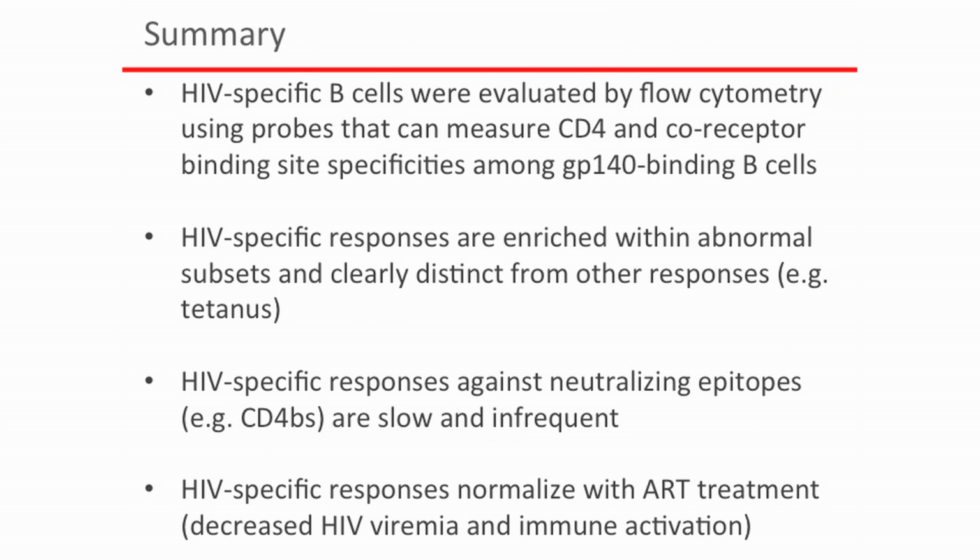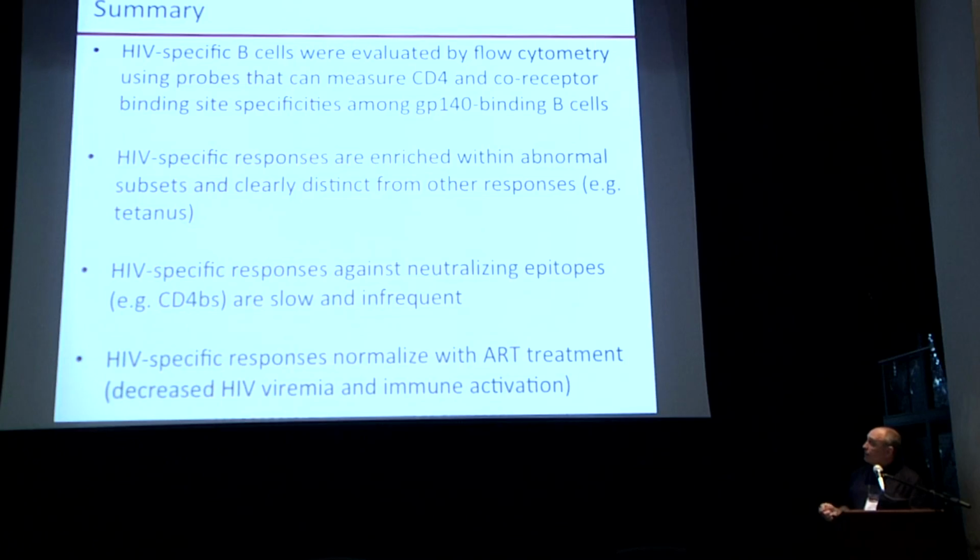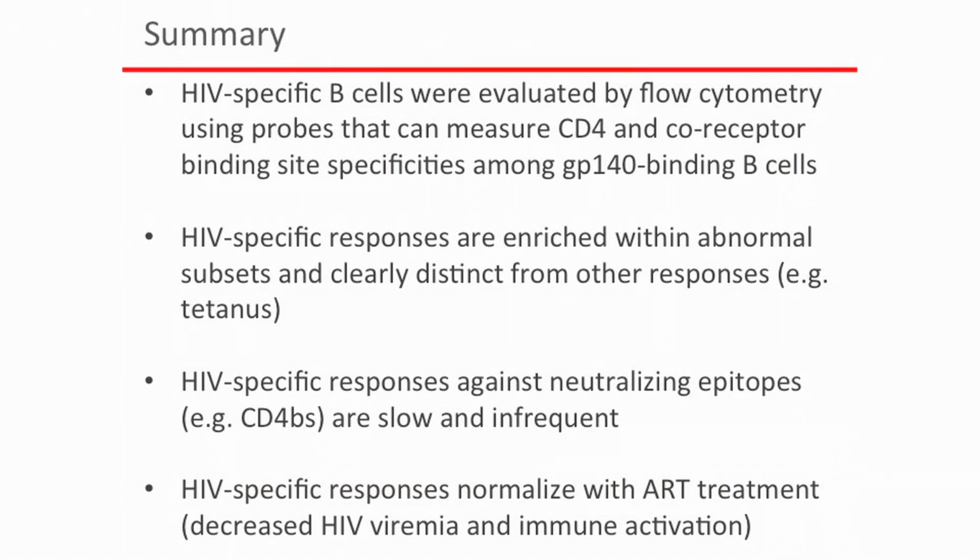So in summary, HIV-specific B cells were evaluated by flow cytometry using GP140 probes. HIV-specific subsets are enriched with abnormal subsets that are clearly distinct from other responses, for example with tetanus. We also used influenza for this, and we found the same results for influenza. HIV-specific responses against neutralizing epitopes, such as the CD4 binding site, are slow to appear, and they seem to be very infrequent. However, the responses normalize with antiretroviral treatment and decreased HIV viremia and immune activation.